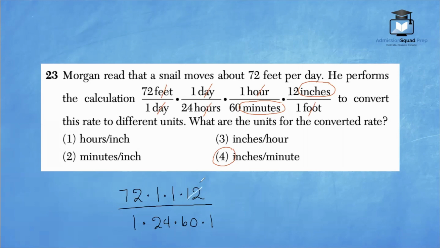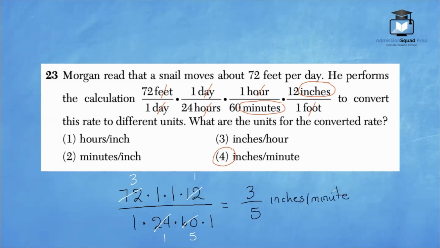So 12 divided by 12 is 1, and 60 divided by 12 is 5. We also know that 24 divided by 24 is 1, and 72 divided by 24 is 3. So now we can simplify our final answer. So we have 3 times 1 times 1 times 1. So we have 3 in our numerator, and we have 1 times 1 times 5 times 1, or 5 in the denominator. Our final answer would be 3/5 inches per minute.